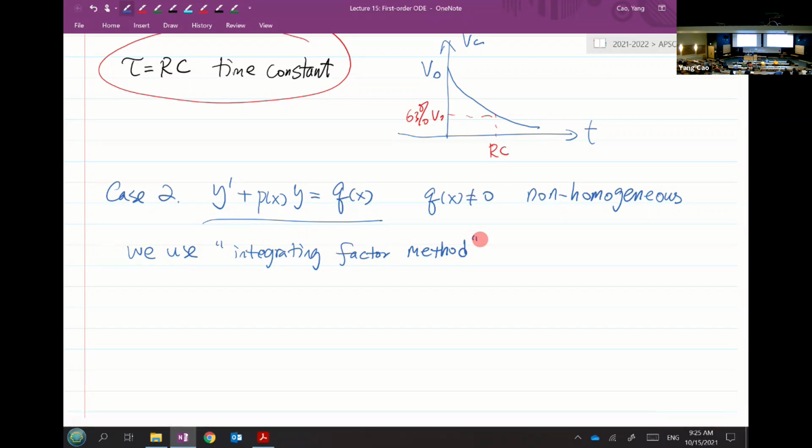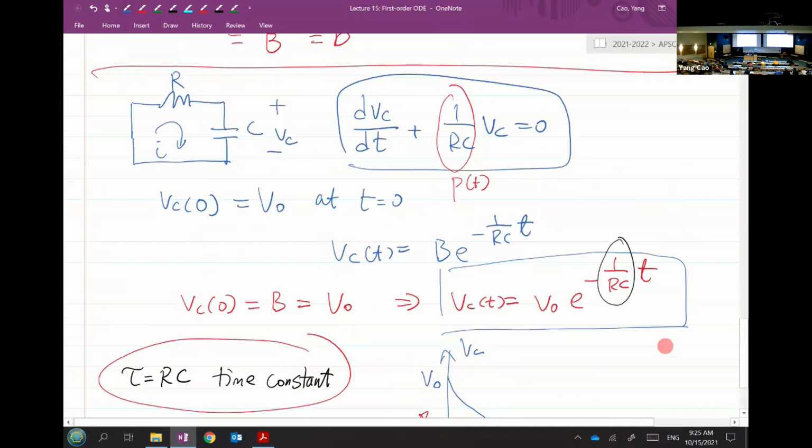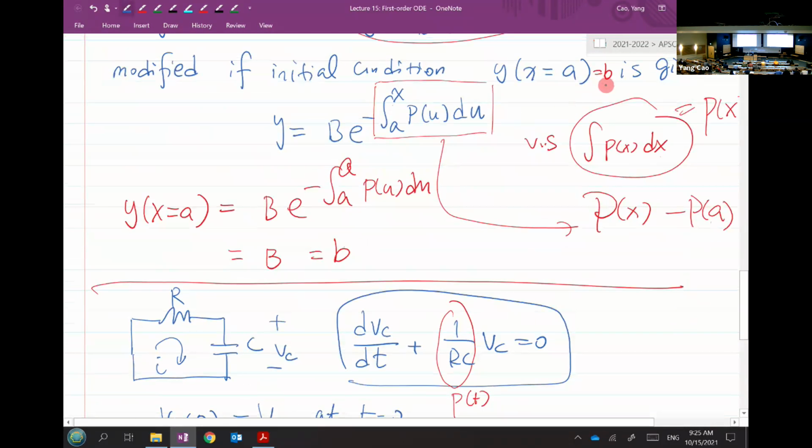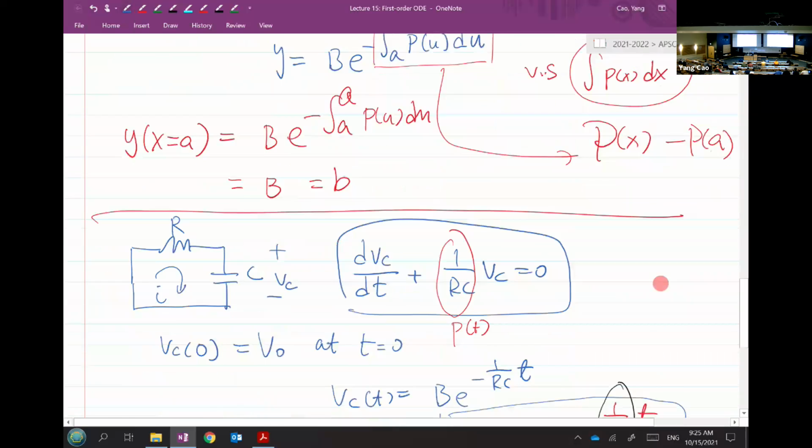So a question from online here: what's the small b? Small b is the initial condition, right? That's given here. So at x equal to a, y equal to small b. Initial value.